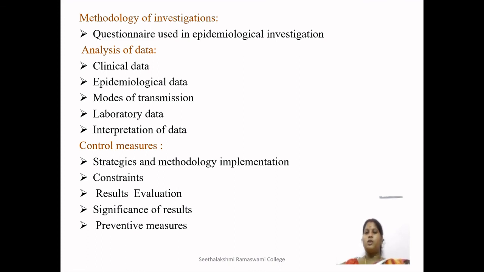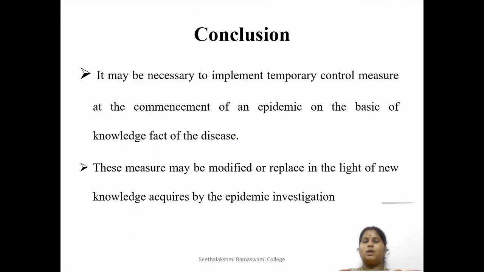The control measures are analyzed by strategy and methodology of implementing, constraints, results, and the evaluation of the significance of results for preventive measures. From this, we conclude that it may be necessary to implement temporary control measures at the commencement of an epidemic on the basis of knowledge and facts of the disease. These measures may be modified or replaced in the light of new knowledge acquired by the epidemic investigations.